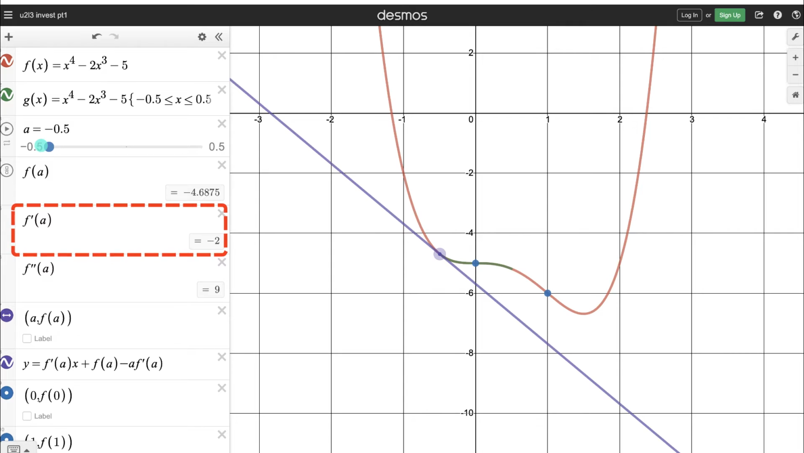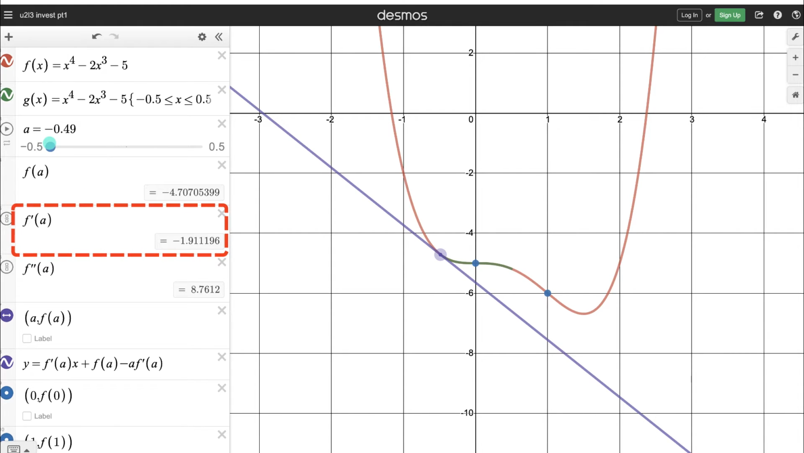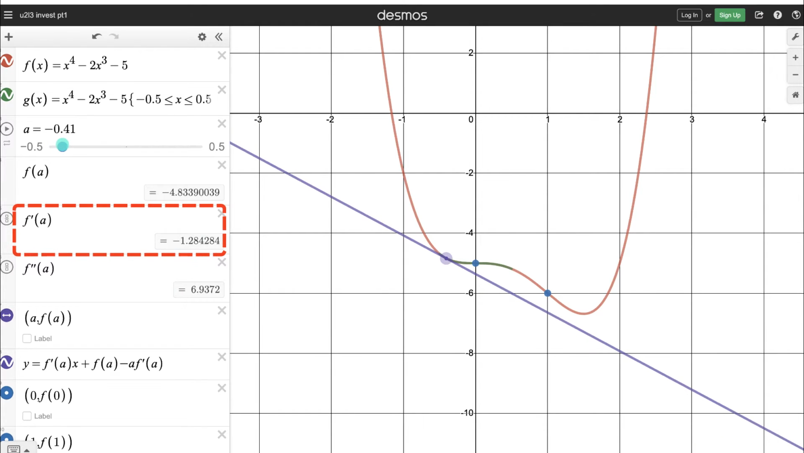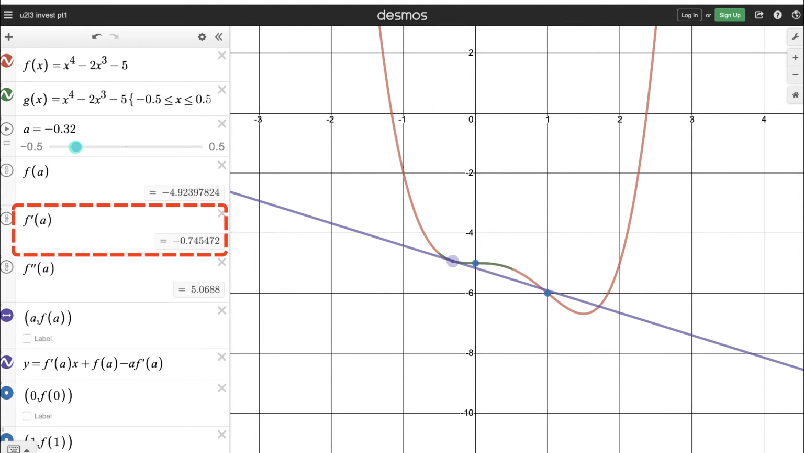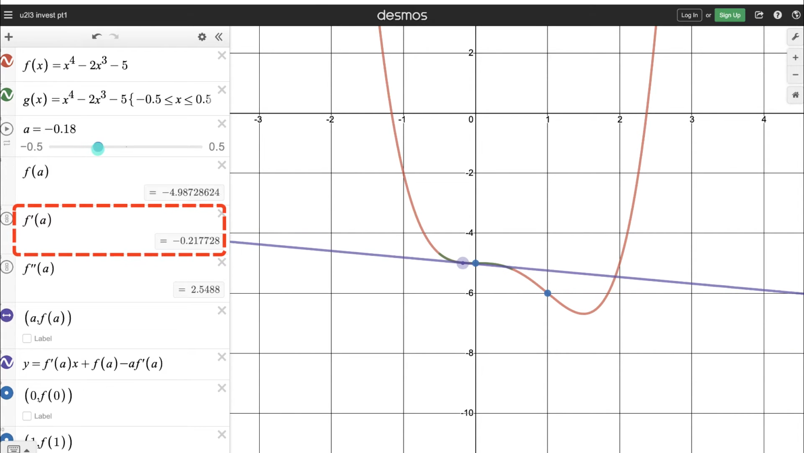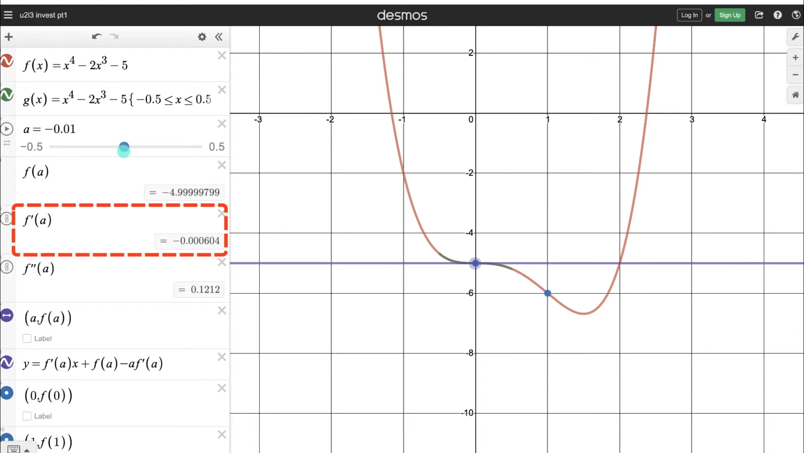So at the very start, the slope of the function is -2. As I move to the right, the slope of the function, it's increasing. It's up to -1, up to -0.5, and it gets all the way to, the slope of the function gets to 0. And then look what happens to the slope of the function.